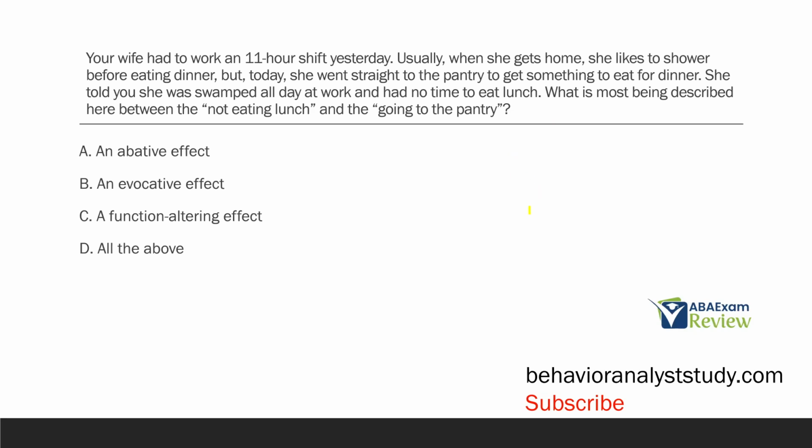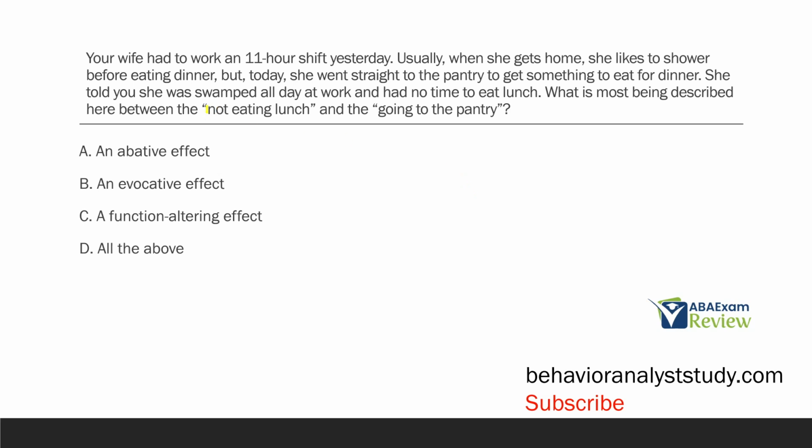Your wife had to work an 11-hour shift yesterday. Usually when she gets home, she likes to shower before eating dinner, but today she went straight to the pantry to get something to eat for dinner. She told you she was swamped all day at work and had no time to eat lunch. What is most being described here between the not eating lunch and the going to the pantry?